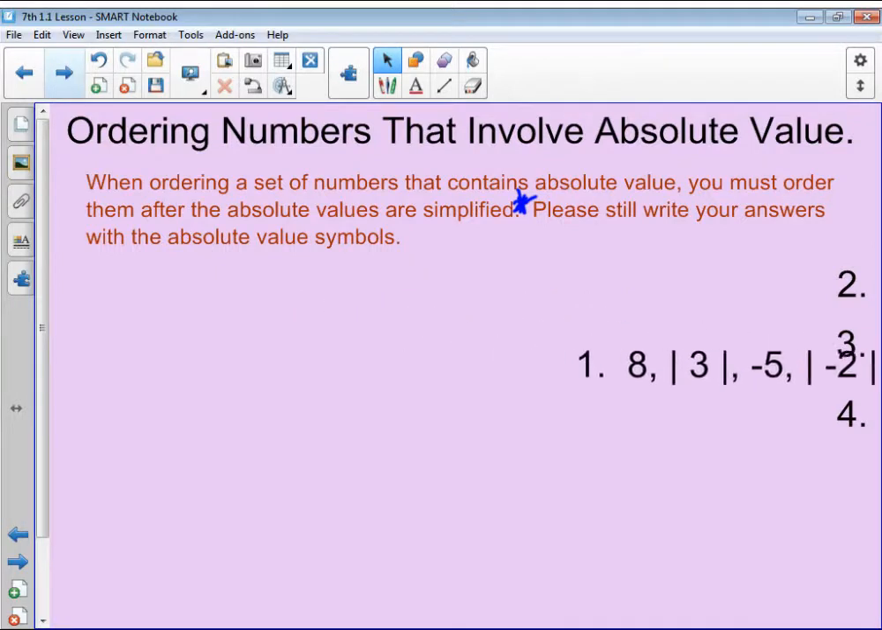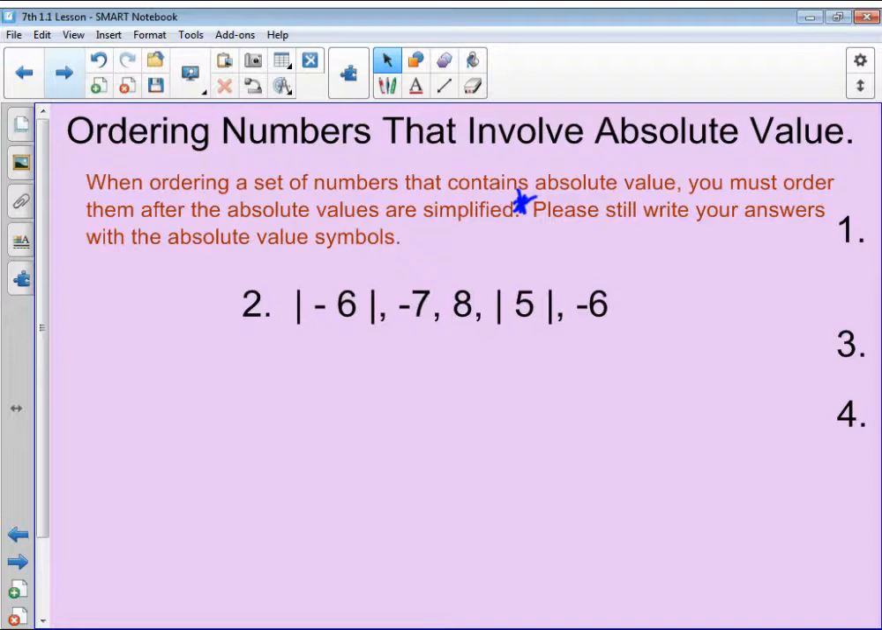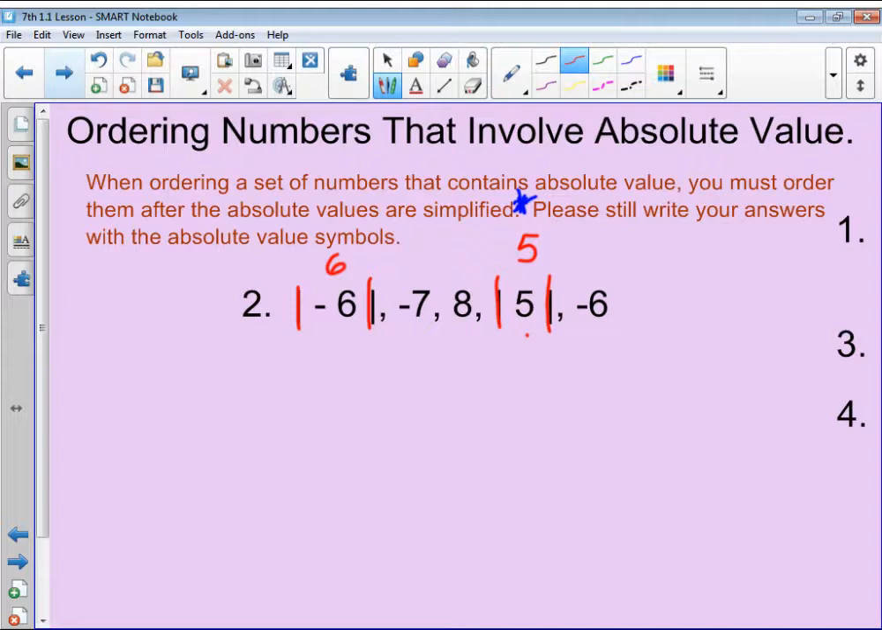Okay, so let's try another one. We're going to start where we have absolute values. Here's an absolute value bar, and here's an absolute value bar. I'm going to simplify those first. The absolute value of -6, well, that's 6 places away from 0. And the absolute value of 5 is 5 places away from 0.